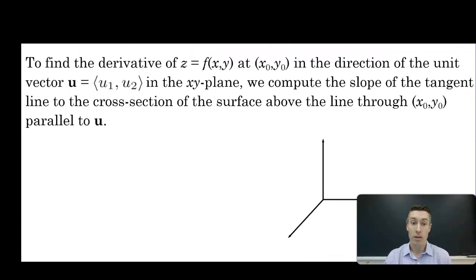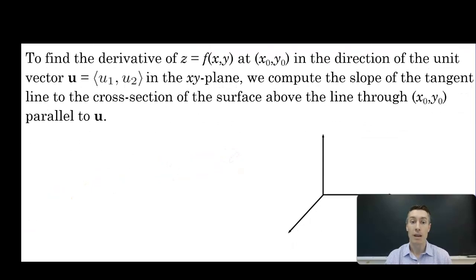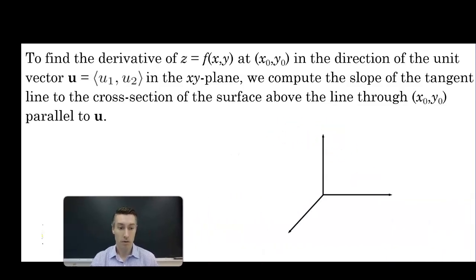To find the derivative of the function z equals f of x, y at the point x0, y0 in the direction of the unit vector u being u1, u2 in the xy plane, we compute the slope of the tangent line to the cross-section of the surface above the line through the point x0, y0 parallel to u. So there's a lot happening there. So let's draw a diagram out to break this down so we can better understand what exactly this is talking about.